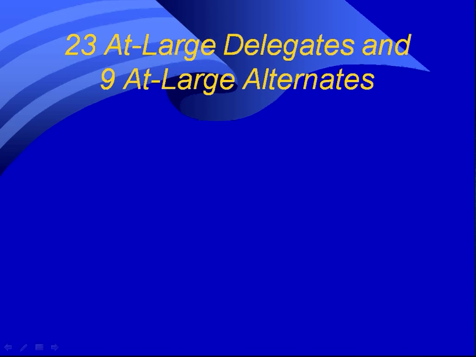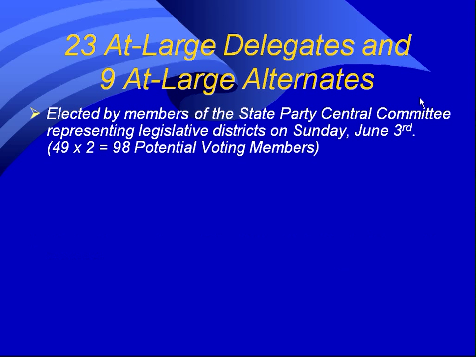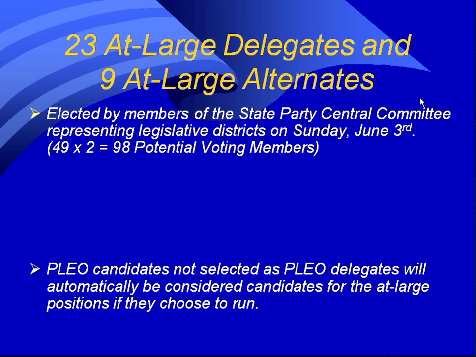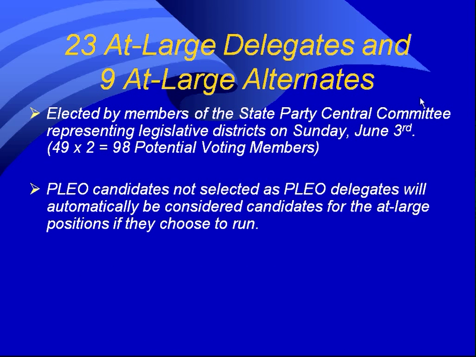So the next group are the 27 at-large delegates and 9 at-large alternates. These people are elected after the PLEOs on Sunday, June 3rd at the state convention. And they are also elected by that same group that elected the PLEOs, the members of the State Party Central Committee from legislative districts. Important couple of elements here.